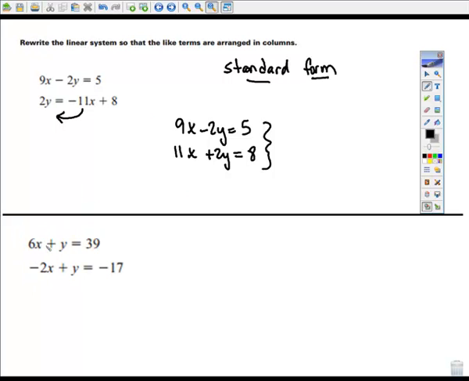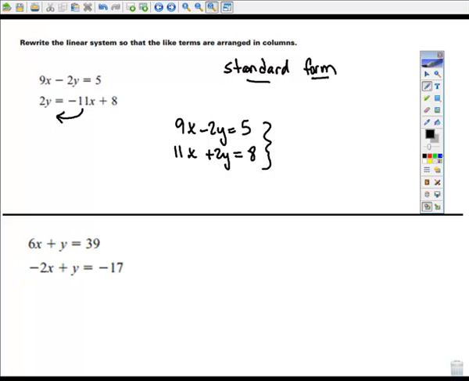This problem right here, though, they are in correct form. And what I want to do is I want to look at the variable terms. 6x, negative 2x. Well, if I add them, it gives me a 4x. If I subtract them, it's going to end up giving me an 8x because I would make this a positive. So that's not going to eliminate. But the y's, I have a y and a y. Y minus y is no more y. I have 0y. So I'm going to subtract.